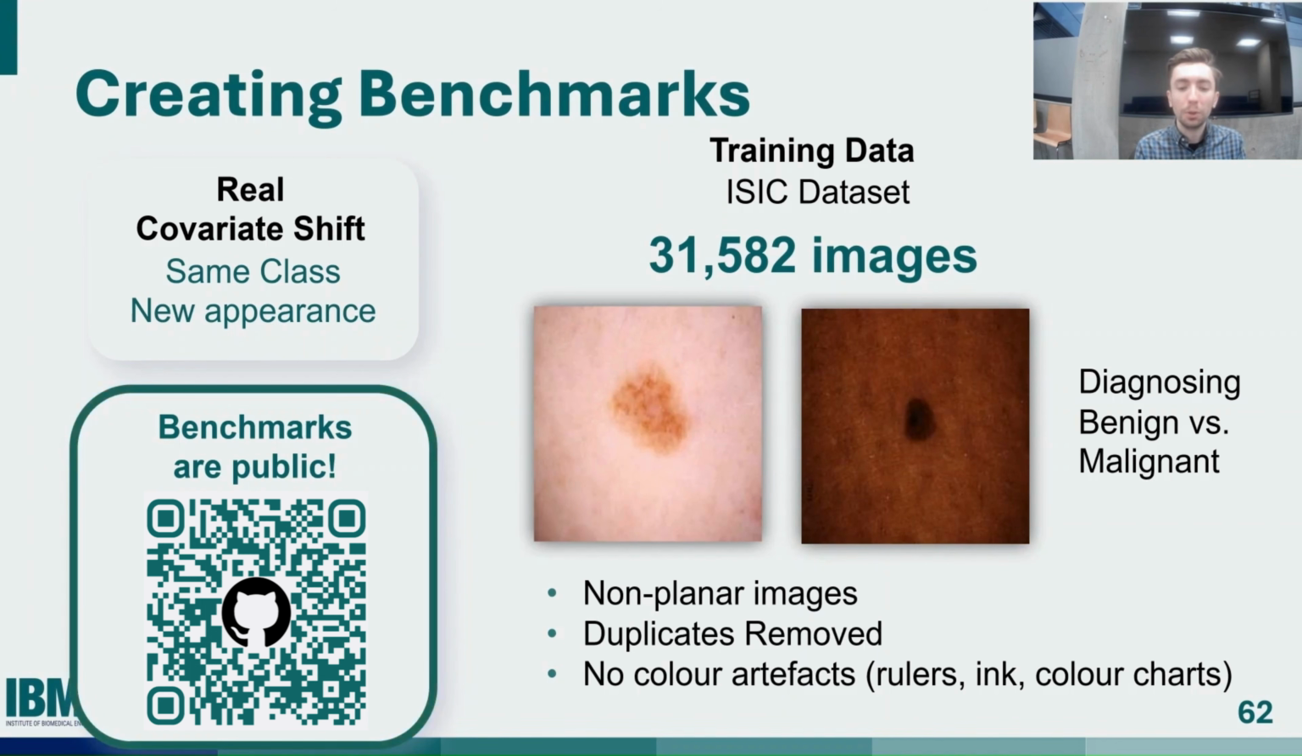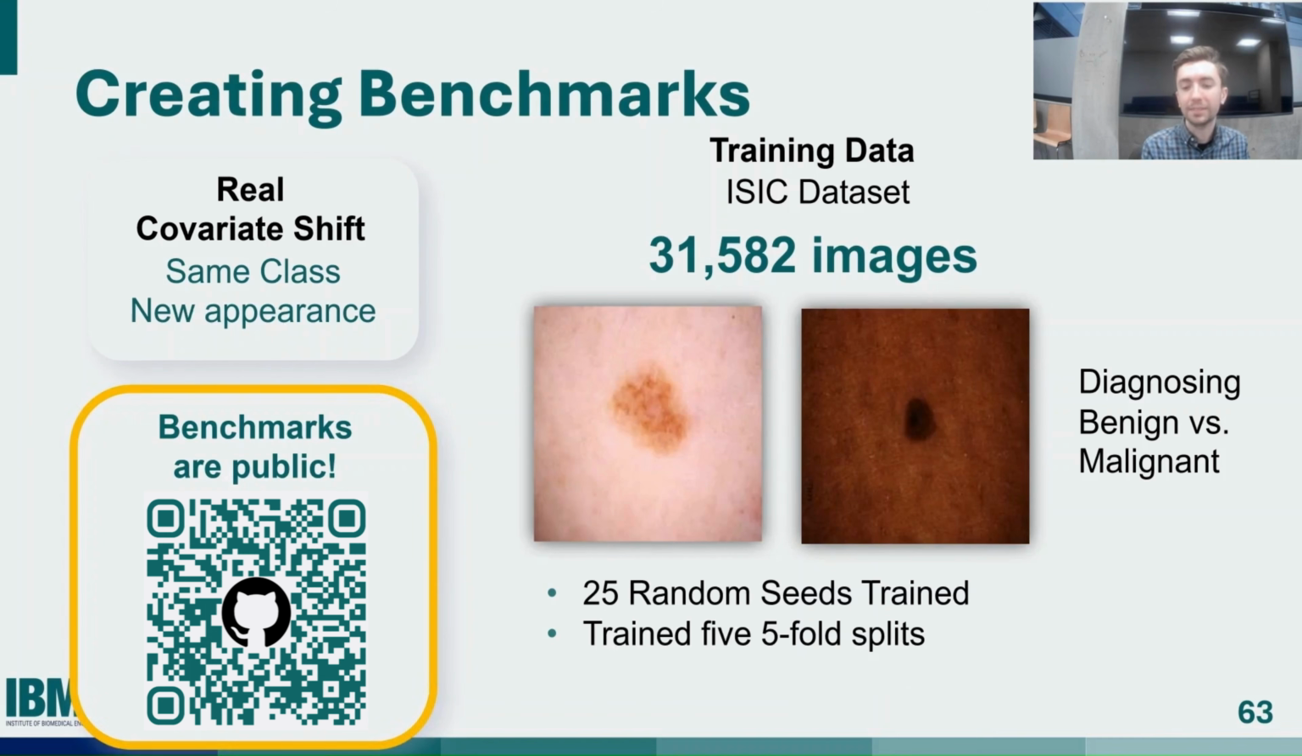So we just used non-planar images in our training data. We removed all duplicates, and we removed any color artifacts in the training data. So this means rulers, ink, and color charts were removed. We used 25 random seeds, and we used 5 five-fold splits.